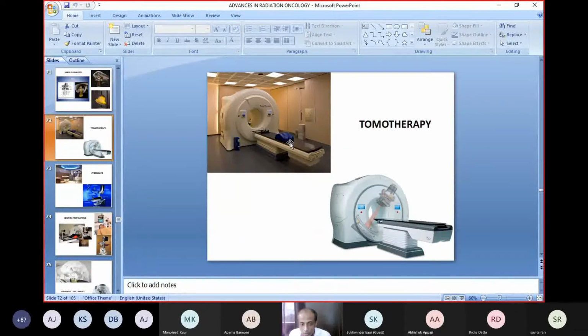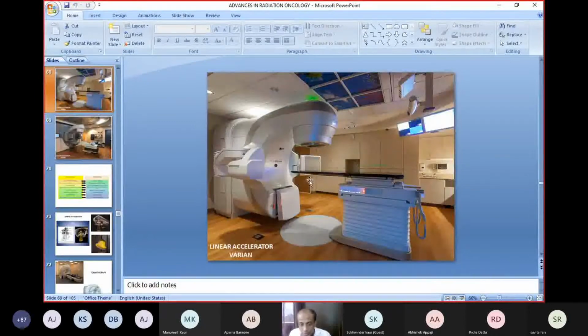So now coming to the other unit of X-rays, this is tomotherapy. What is the basic difference from the linear accelerator? In the linear accelerator, you can see the machine is fixed. Only the couch moves. The couch can move in six dimensions. It has translational movement along the x-axis, y-axis, and z-axis, then rotational movement like yaw, pitch, and roll. But the machine moves only in one axis. The machine can rotate 360 degrees around the couch.